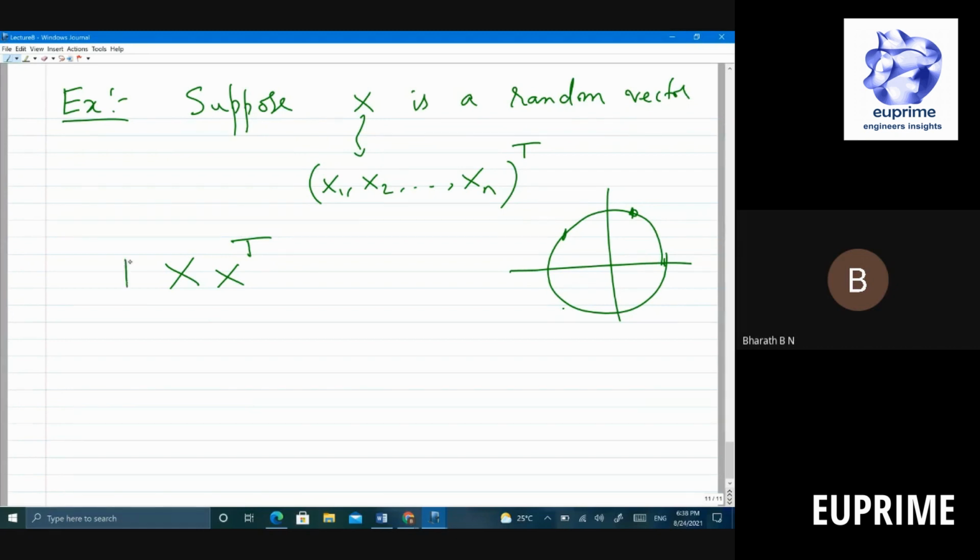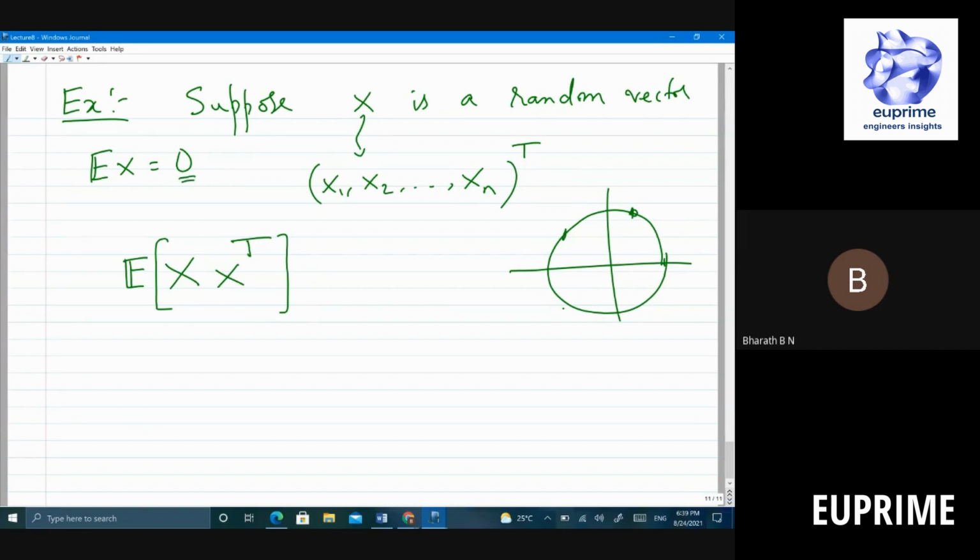I take the expected value of this. Before that, I'll also assume that the expected value of x is 0. You know what expected value is. It's the expected value of each component: expected value of x1, expected value of x2, and so on, and you get another n-length vector, which is deterministic. So you have all zeros. This 0 is the all-zero vector.